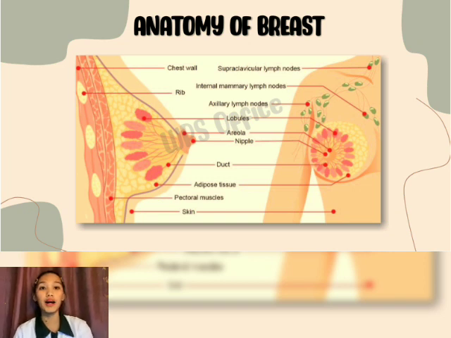The pectoral muscles. The pectoral muscles situated beneath the breast aid in movement and provide additional support. Lastly, the skin. Skin covers and protects the underlying structures of the breast, including the lobules, ducts, and adipose tissue.